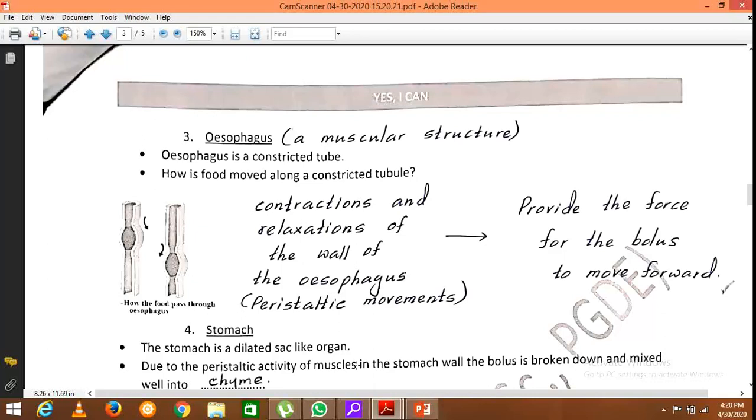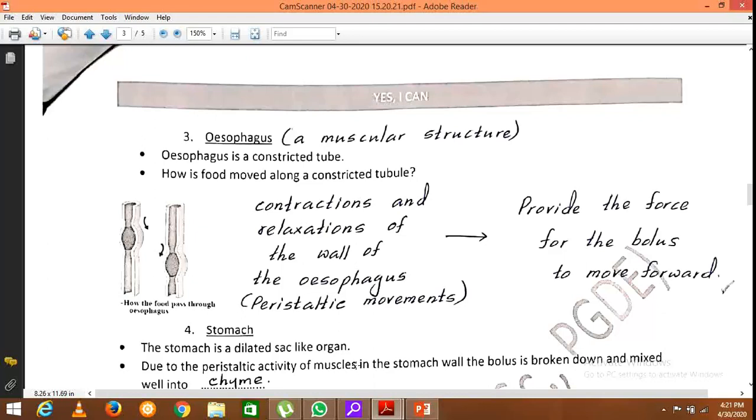If I repeat, the epiglottis is a muscular structure and it is a movable organ. When we swallow the bolus, the epiglottis moves down to close the opening of the trachea. As a result, the bolus enters the esophagus without entering into the trachea. So this is very important. This helps to prevent food from entering the trachea.